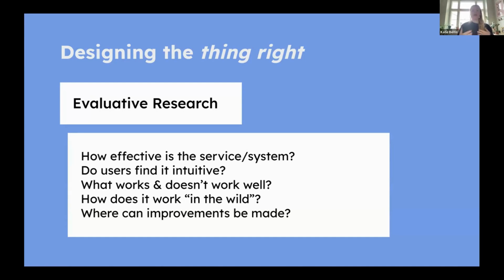So you're really thinking about, how effective is the service or system? Do users find it intuitive? What works, what doesn't work? How does it work in the wild? So not just looking at it in a lab setting, but say, for example, if you're designing a mobile application that people use when biking, you want to see how it works while they're actually biking, not just while they're sitting in a lab. And then looking at where improvements could be made.